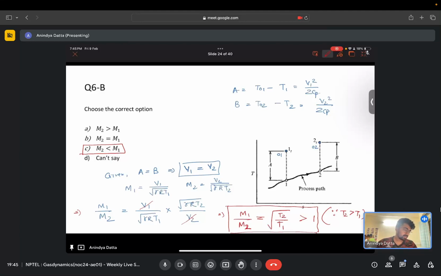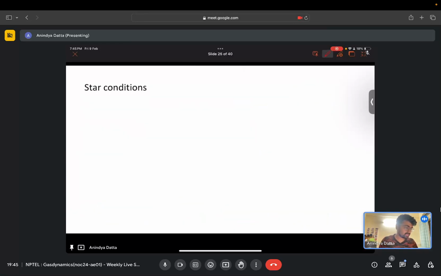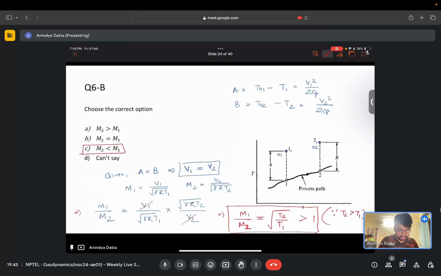Okay, so this is a very conceptual and fundamental problem. It tests your understanding of the stagnation conditions and its representation on the TS diagram. All right. So all these problems are quite a detailed discussion of how the stagnation properties are computed, and mainly for you all to understand how these stagnation properties change in the flow based on different conditions. Okay, all right.